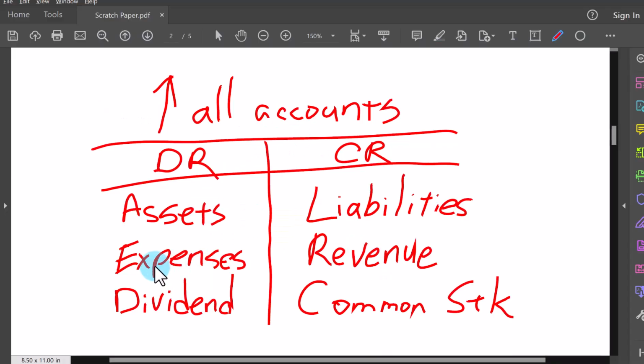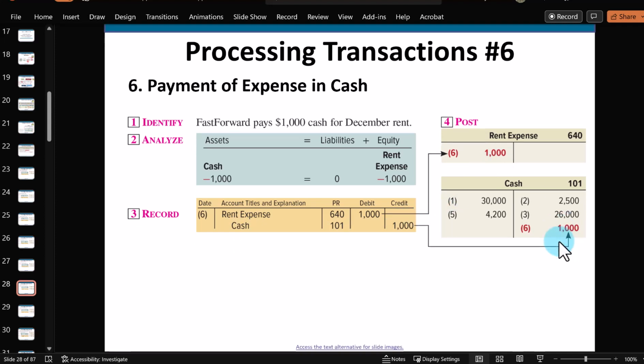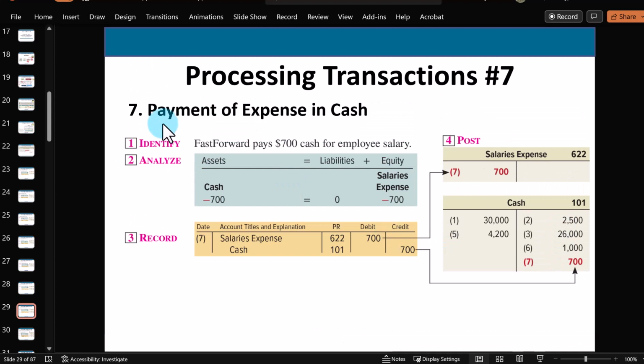Expenses, we're increasing it, and that's done with a debit. Debiting rent expense and reducing the cash asset. Okay, post a debit, post a credit. Next transaction, number 7, pay again, cash credit.